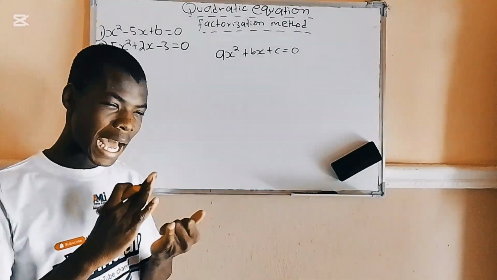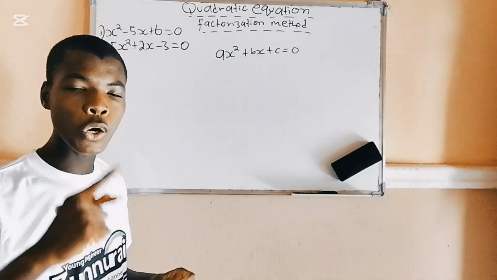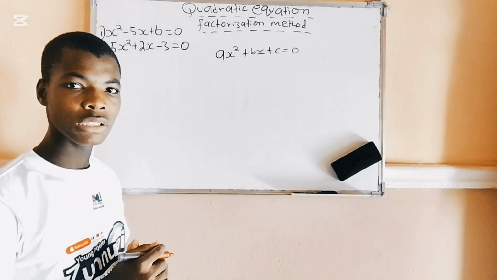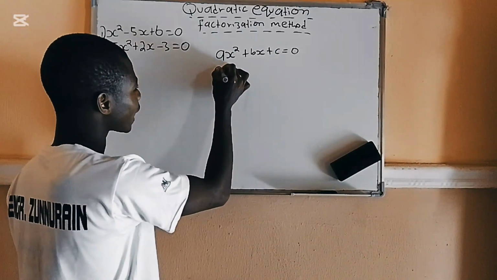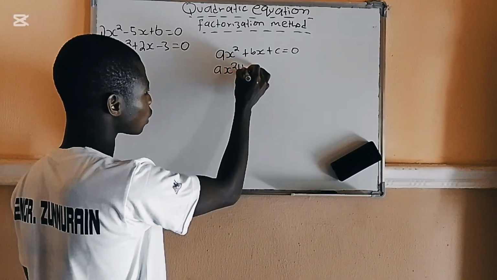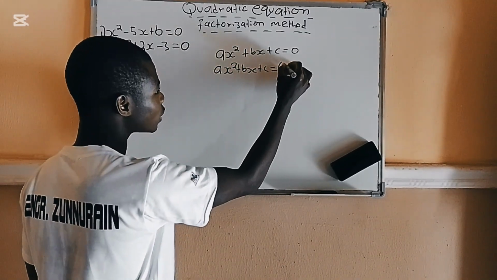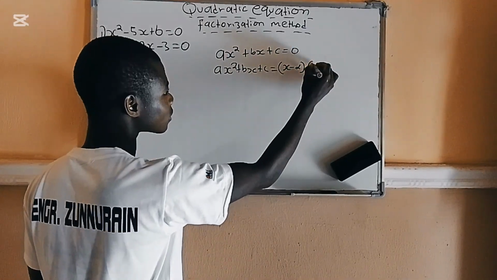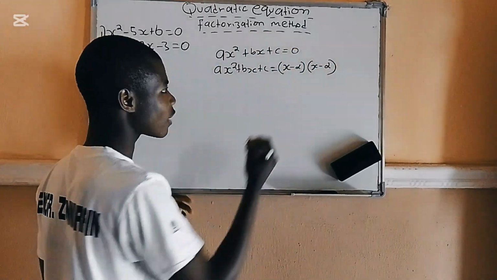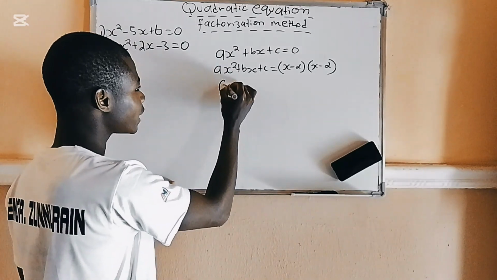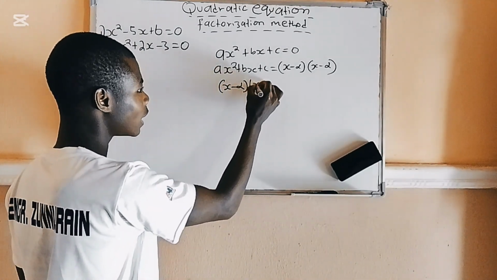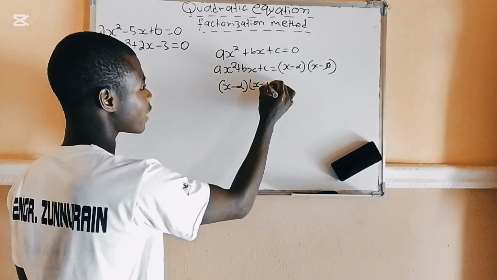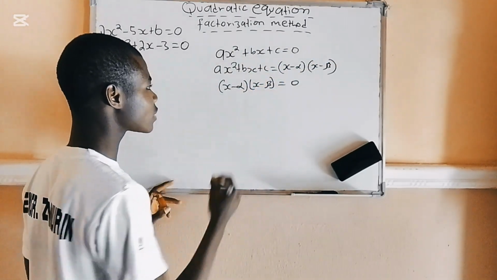Suppose alpha and beta are zeros or roots of the equation. If alpha and beta are zeros or roots of the equation, what will come to your mind? I can just say ax squared plus bx plus c equals (x minus alpha) times (x minus beta), and therefore (x minus alpha)(x minus beta) equals 0.